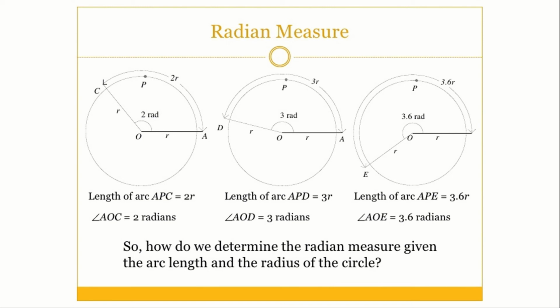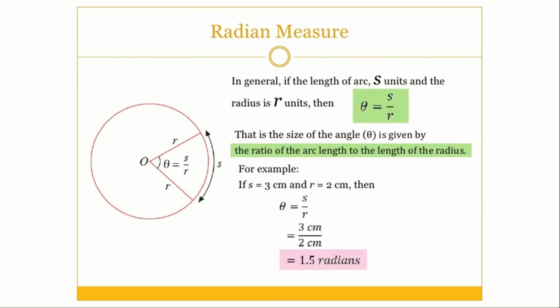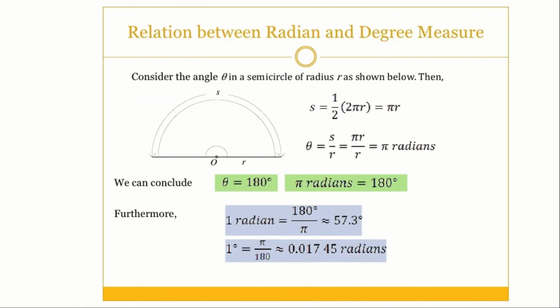So how do we determine the radian measure given by the arc length and the radius of the circle? That is the central angle formed by the curve. Radian measure in general: if the length of an arc is S units and the radius of the circle is R units, then the radian measure theta is equal to S by R. That is, the size of the angle theta is given by the ratio of the arc length to the length of the radius. For example, if the arc length S is 3 cm and the radius of the circle is 2 cm, then theta is equal to S by R, 3 by 2, which is 1.5 radians. So here theta is 1.5 radian.